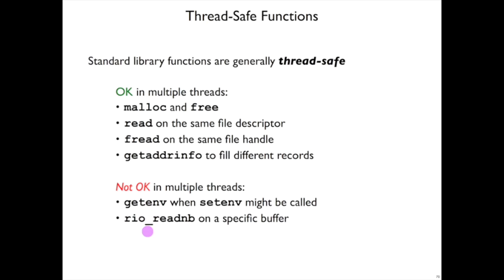Also, the robust I/O interface from CS:APP is not thread safe. So on a particular buffer, you can only use a given buffer in one thread at a time. If you tried to read from the same buffer in different threads, bad things will happen because it's not written to be thread safe. Generally, functions have to be written to be thread safe, or they're not. And whatever libraries you're using, the documentation should tell you whether they're thread safe.